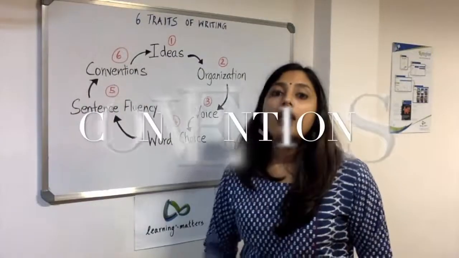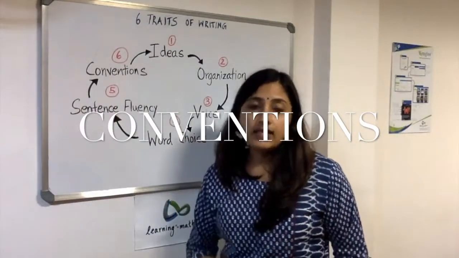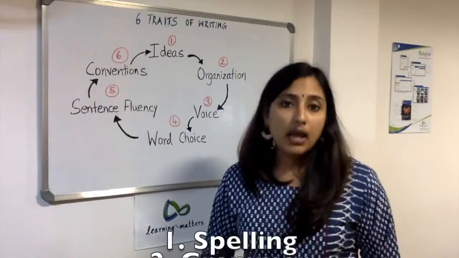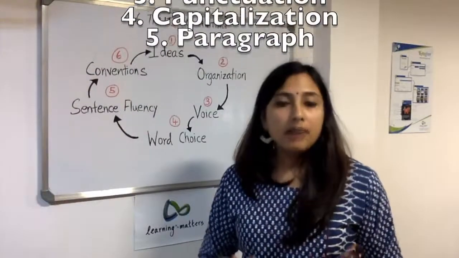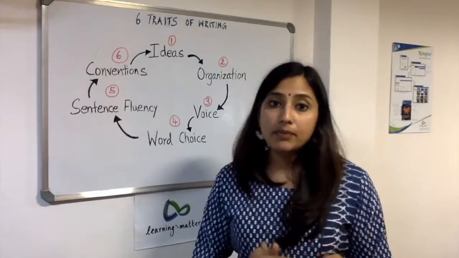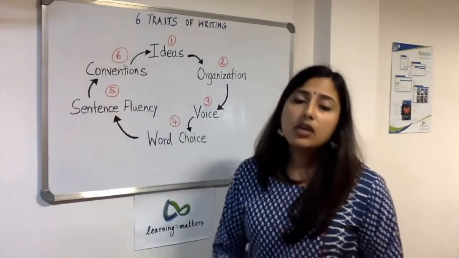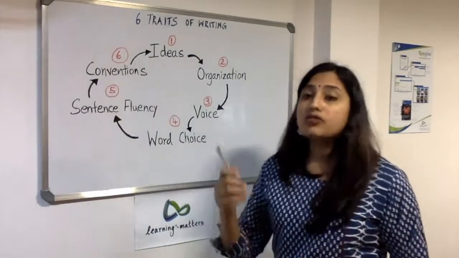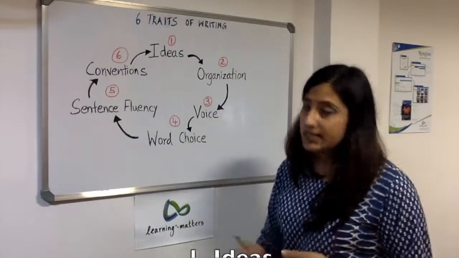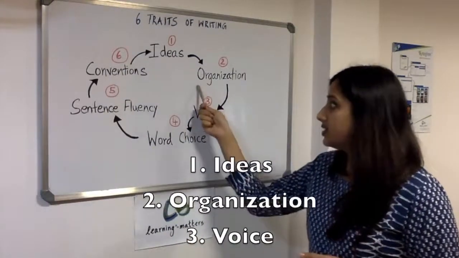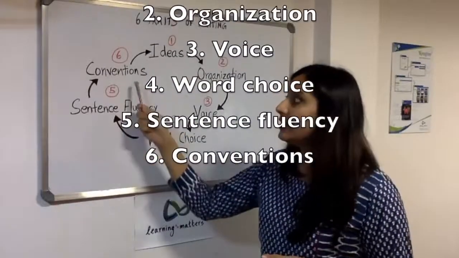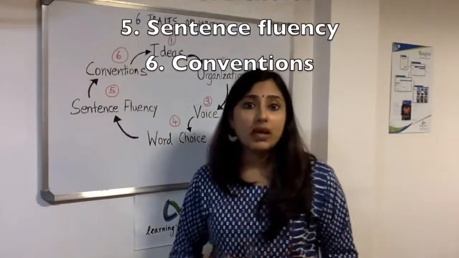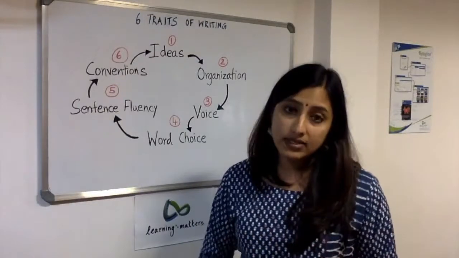And finally, conventions or mechanics of writing are things like spelling, grammar, punctuation, capitalization, and paragraphing. Paragraphing is learning how to split up your writing into different paragraphs. So if you teach your students to focus on these 6 qualities of writing: ideas, organization, voice, word choice, sentence fluency, and conventions, they are bound to become independent and creative writers.